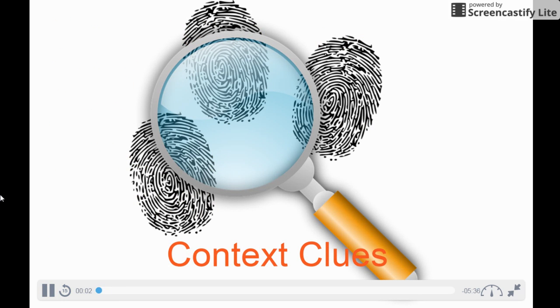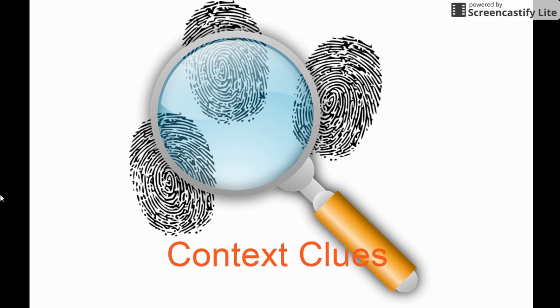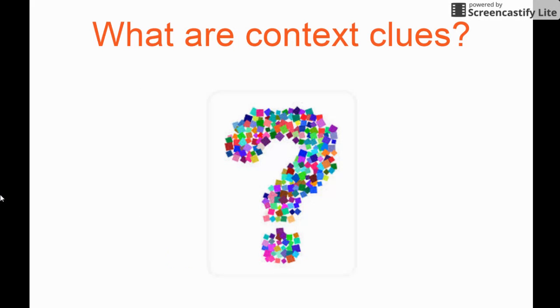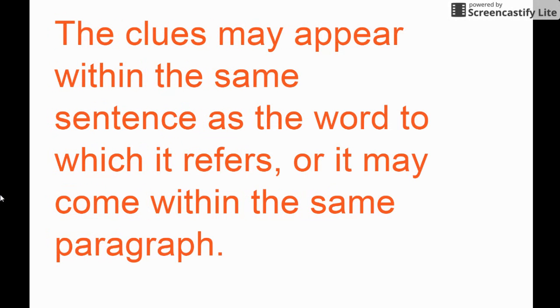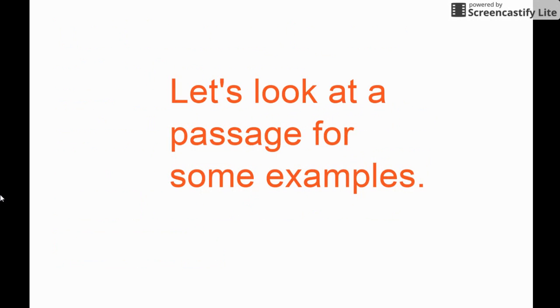Today we're going to learn how to use context clues to determine an unknown word's meaning. So what are context clues? Context clues are hints that an author gives to help define a difficult or unusual word. The clues may appear within the same sentence as the word to which it refers, or it may come within the same paragraph. Let's look at some passages for some examples as to what it's like to use context clues.